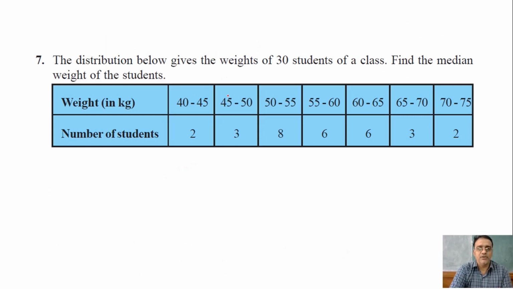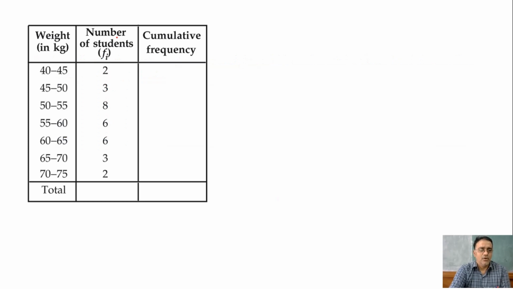The distribution below gives the weights of 30 students of a class. Find the median weight of the students. Median निकालना है. So first you check the class interval whether it is continuous or not. Yes, sir. Continuous. Okay. So only one column is required extra, that is CF. So first CF 2. Next 5. Next 13. Next 19.